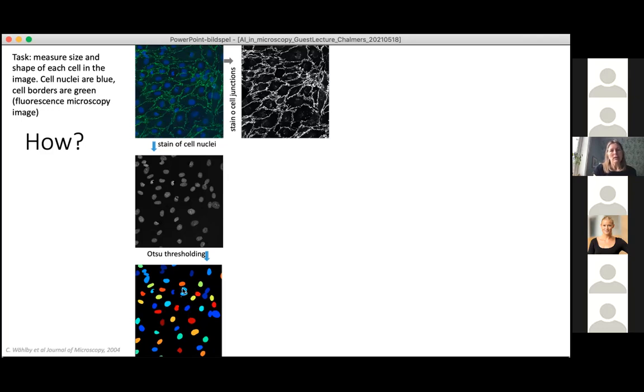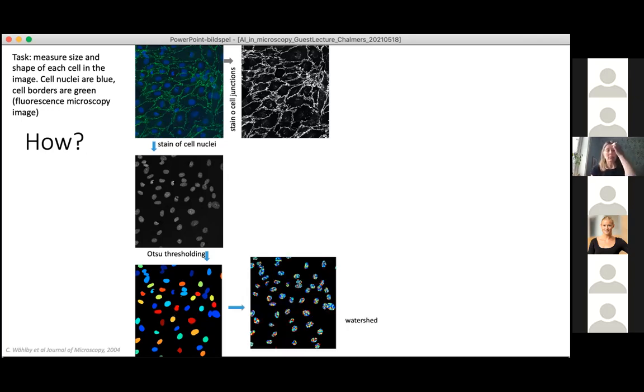But if we do that, you will realize that some cells are not properly separated. In this case, the colors mean nothing but the fact that it's separate objects. So these objects are still connected and these are still connected. So we need to do something more to separate the individual nuclei.